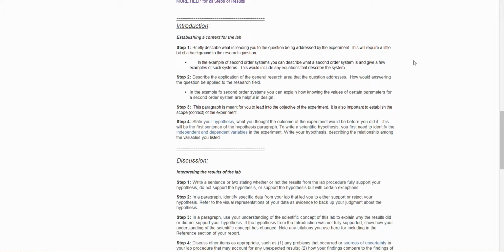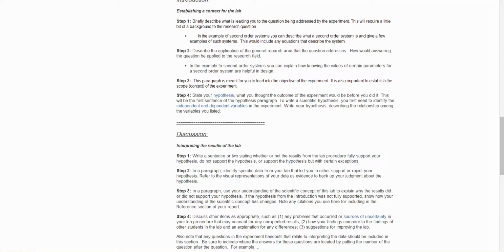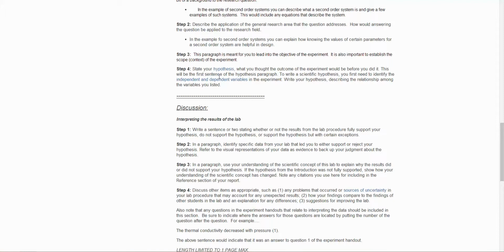Step 2 is to describe the application of the general research area that the question addresses. So how would answering the question be applied to the research field? So in the example of second order systems, you would explain how knowing the values, for example, of certain parameters for a second order system is helpful in design or helpful in being able to describe the system.